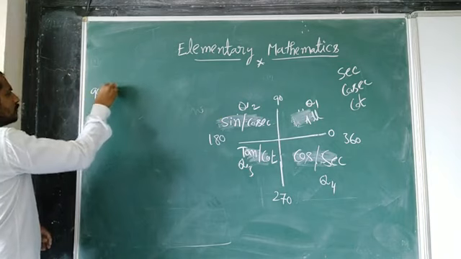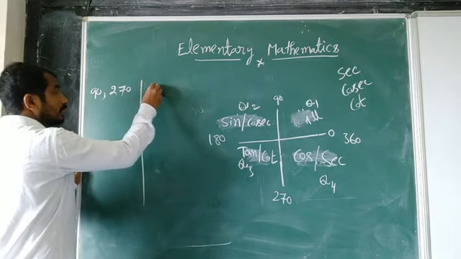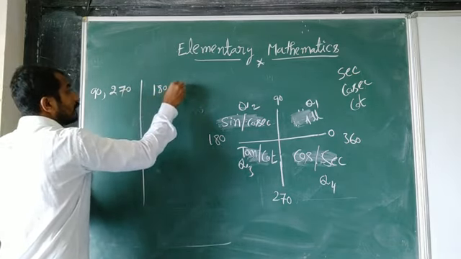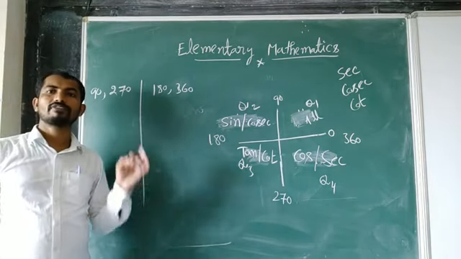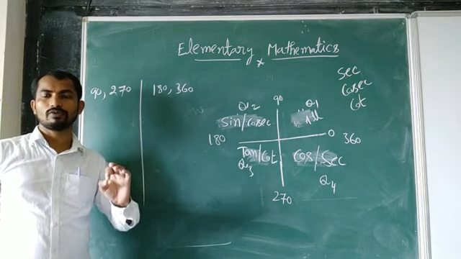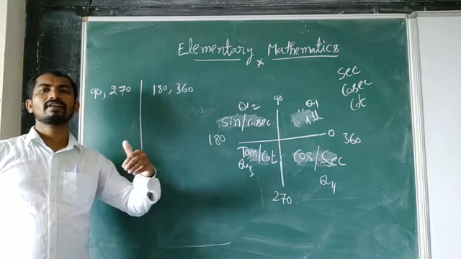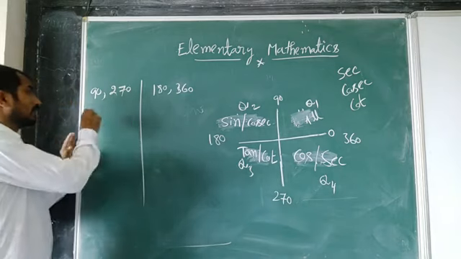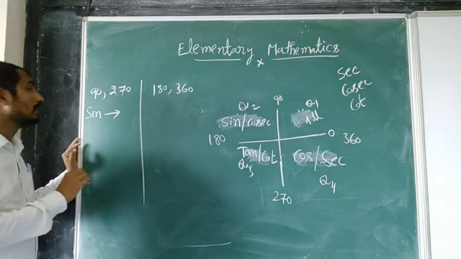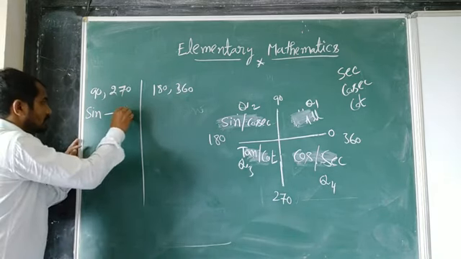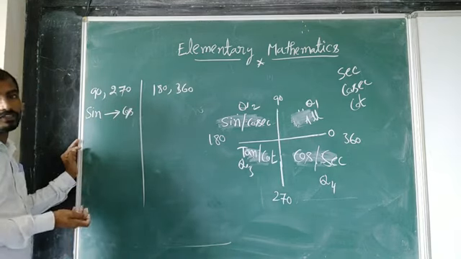After that, I told two more points. One is for 90 and 270, and the second is for 180 and 360 degrees. If the angles are 90 and 270, then the base function changes to another function. Suppose the base function is sine, and in the question sine is given; the answer will come in terms of cos. You have to remember this, then only you will be able to find the angles.